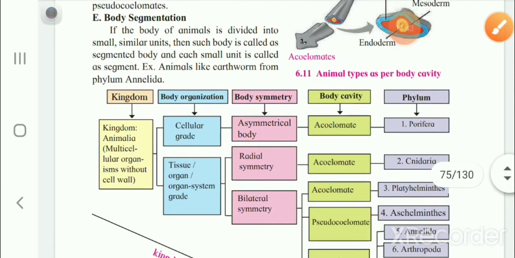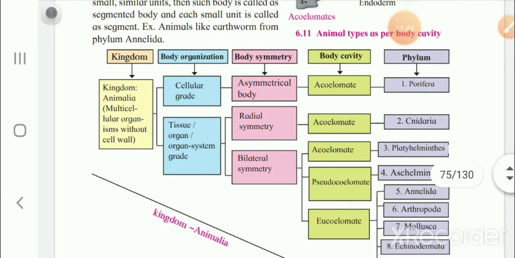Now, let us come to the next topic. Here is one chart you can see, children. So, in this chart, you can see kingdom Animalia is written, and here the different criteria are given. According to that, the animals are classified. Let us see the criteria.